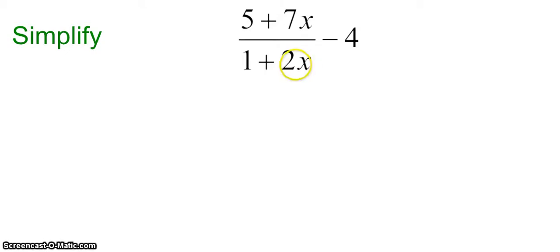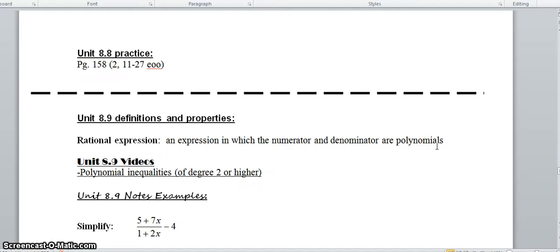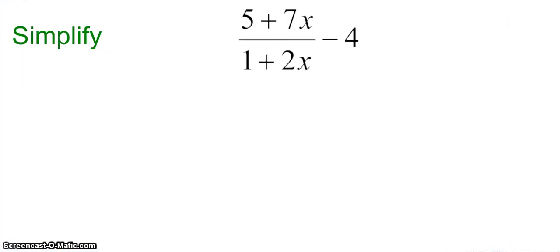What makes it rational? Well, we remember we talked about rational, and conveniently I was nice enough to put the definition of rational expression on your note packet, which is right above this. So you can see a rational expression is an expression in which the numerator and denominator are polynomials. What is a polynomial? Well, you should know that. So, this is a rational expression.